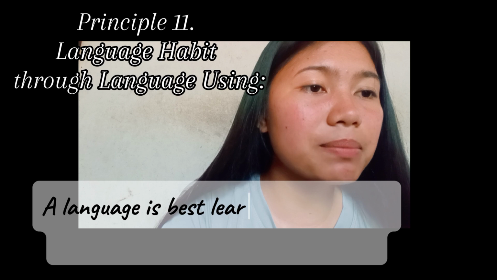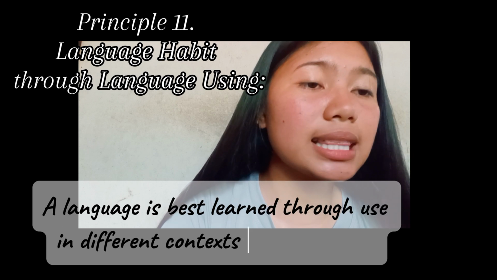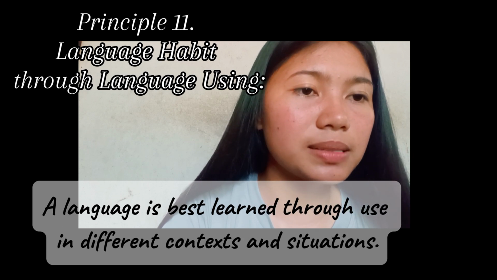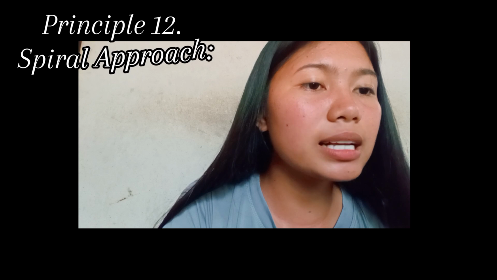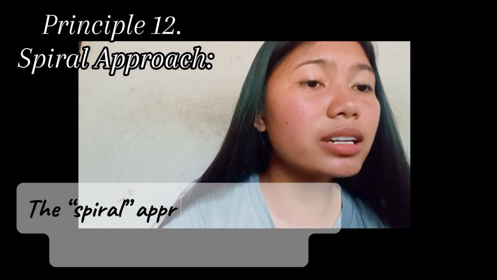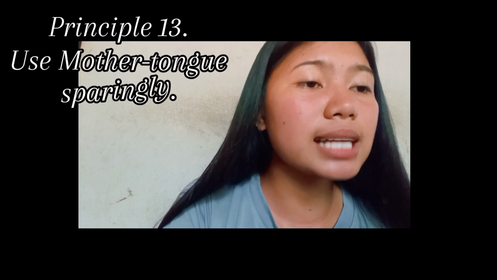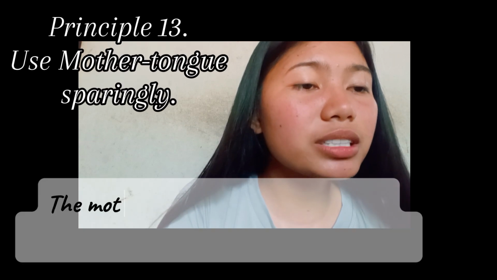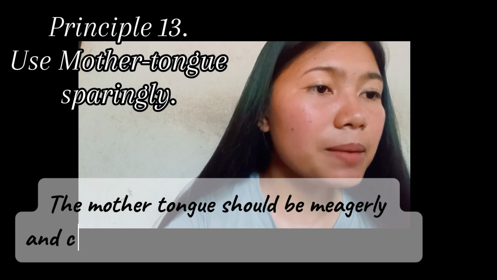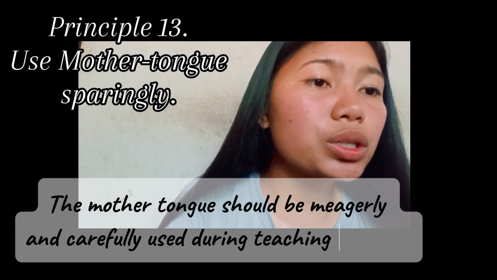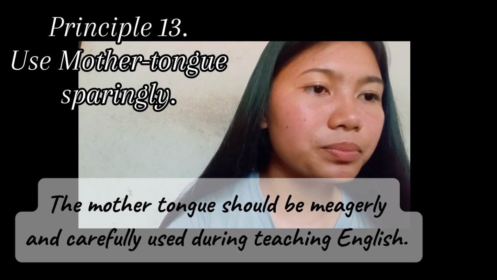Language is best learned through use in different contexts and situations. Principle 12. A spiral approach. The spiral approach to language learning should also be followed. Principle 13. Use the mother tongue sparingly. The mother tongue should be used sparingly and carefully during the teaching of English.